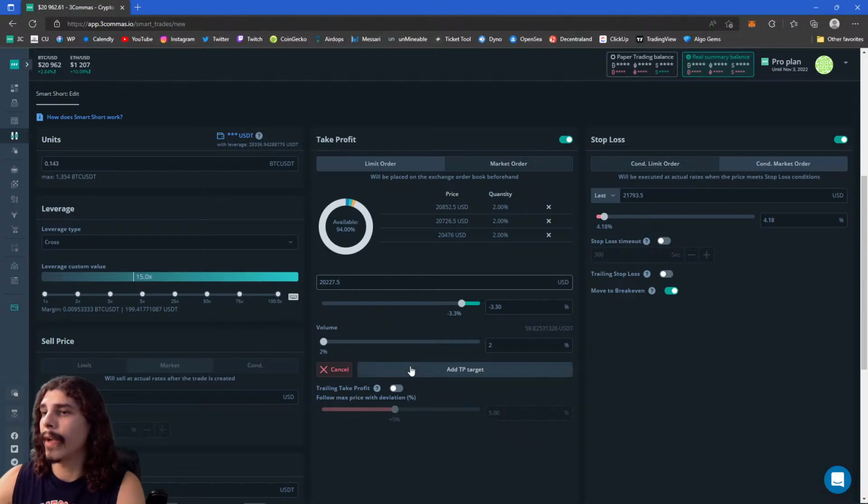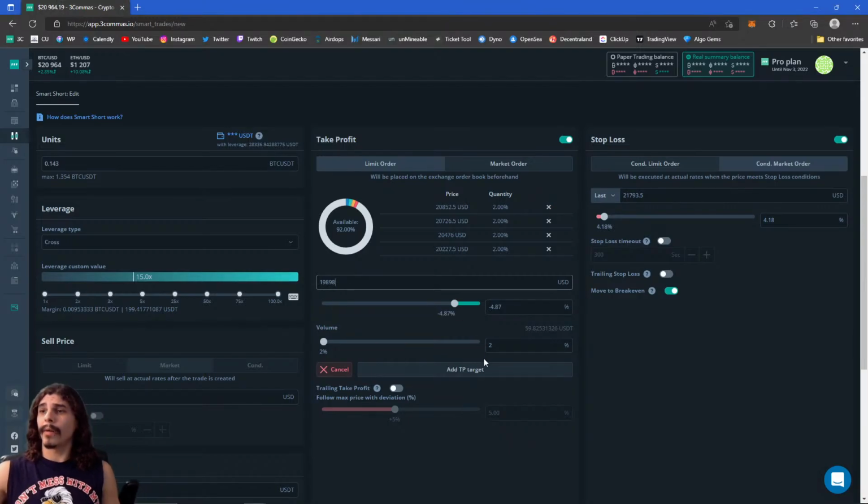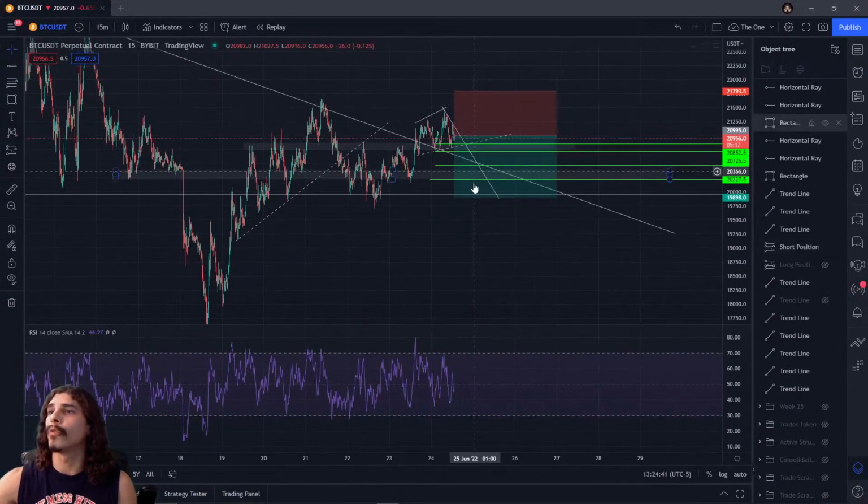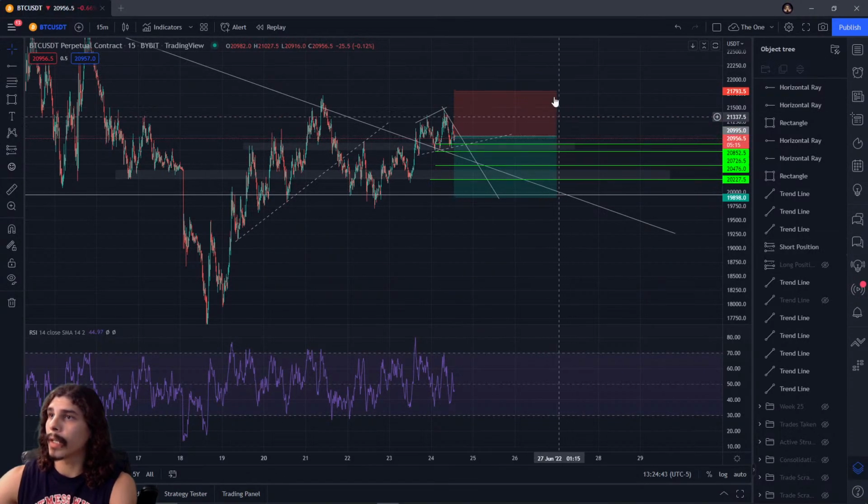0.5, and then we have our final TP target of 19898. Okay, now I'm going to go ahead and set up the rest of the volume there. So now we're taking a small percentage out at each take profit target, and as price progresses through my take profit goals, we're going to move this stop loss, but the very first time TP1 is achieved, we're going to go back to entry.